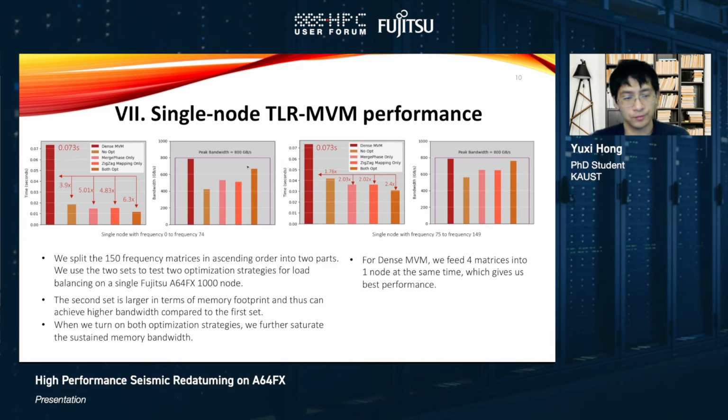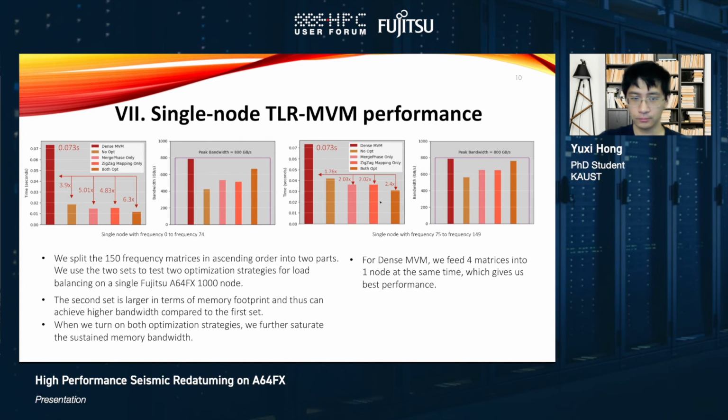Since the 150 frequency matrix is too large to fit inside the 32 gigabytes of memory, we split our dataset into two parts. For the first half, this is the time and bandwidth result, and we use four types of TR-NVM, which enable merge phase, or enable the zigzag mapping, or both enabled. We compare it with the dense NVM. The best one, with both optimizations on, gave us 6.3 times acceleration, while in the second half, the best one gave us 2.4 times acceleration.